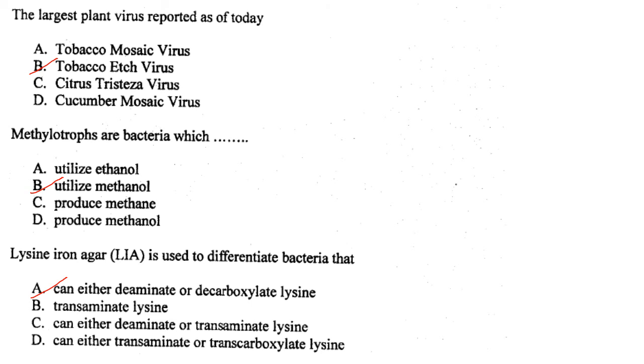Now next one. The largest plant virus reported as of today. So Potyvirus is the largest currently recognized genus of plant infecting positive strand RNA viruses. Tobacco mosaic virus and citrus tristeza virus; citrus tristeza virus is the longest virus. So answer is option B.